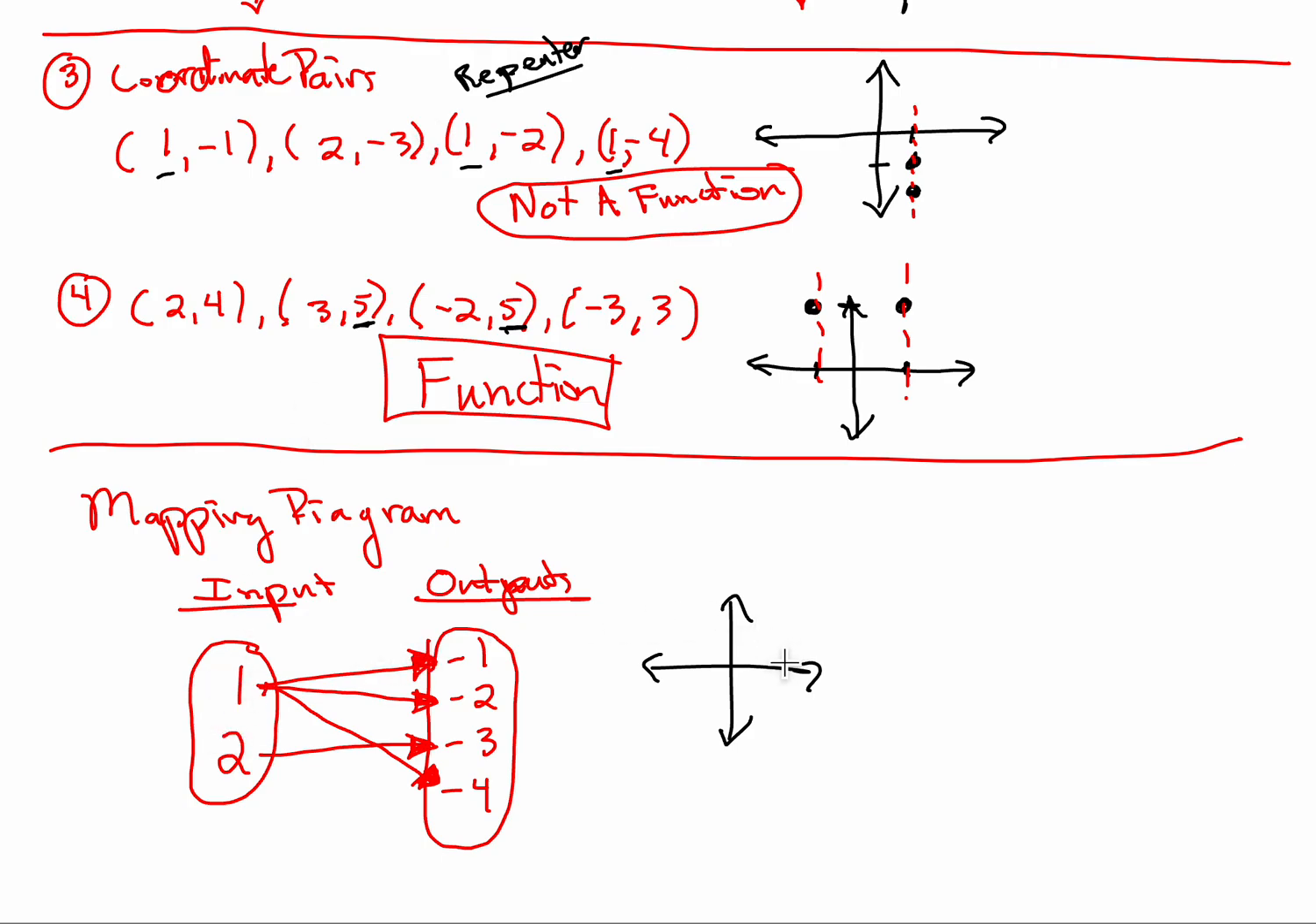So 1 maps to -1. So 1, -1 right there. And 1 maps to -2. And remember, we already did that up here, but looking at it here, we can do that same thing and say, hey, not a function.